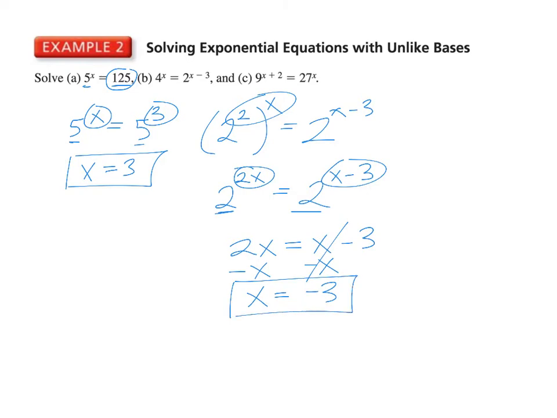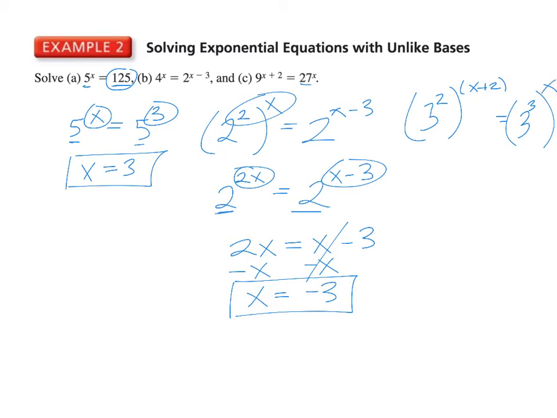And then for part C, let's see. This one we're going to have to think a lot more. I can't write 27 as some power of 9. But what can you do? I could rewrite 27 as a power of 3 and 9 as a power of 3. So for part C, I'm going to write 3 to the second power, because that's what 9 is, and this is to the x plus 2 power. And that's equal to 27. 27 is 3 to the third power, and that's raised to the x power.